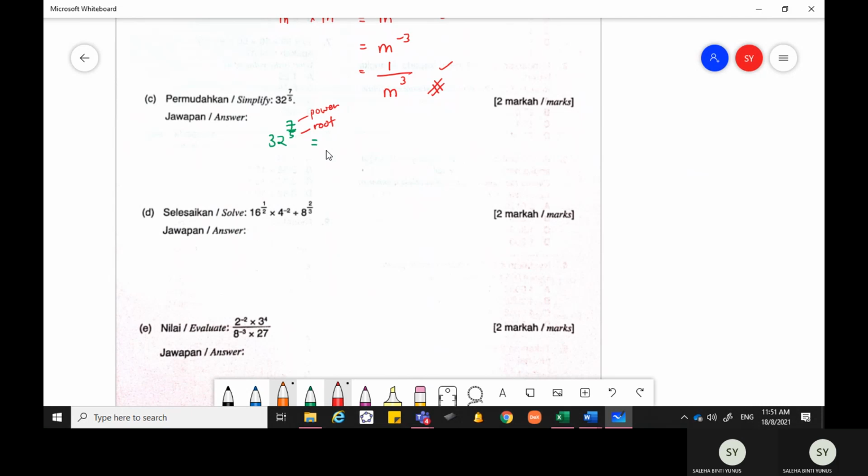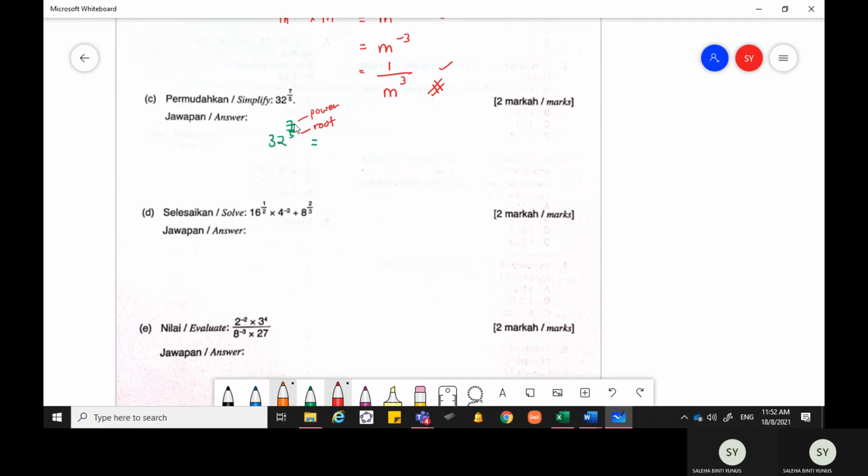Okay, so yang mana satu nak buat dulu? Awak boleh buat mana-mana. Awak nak powerkan dulu ataupun awak nak rootkan dulu pun boleh. So nasihat saya, kita akan buat root dulu. Kenapa kita rootkan dulu? Sebab bila kita rootkan dulu, nombor tu makin mengecil. Kalau awak buat power dulu, nombor tu makin membesar. So, lagi susah awak nak cari nilai without using calculator. Okay, so we need to do the root first.